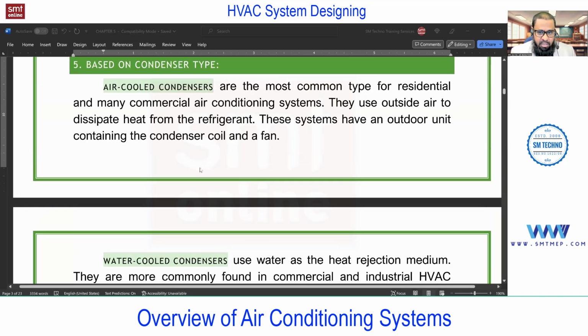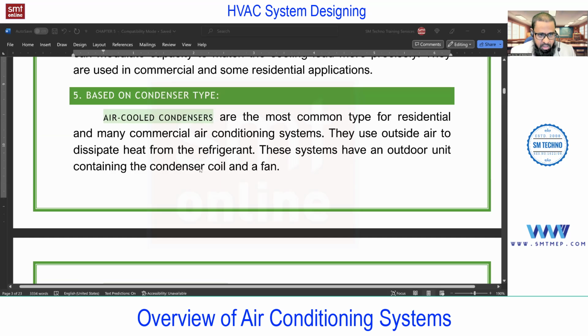Okay, we'll discuss in detail, but at this level, just simply remember, if the condenser is cooled by air, that system we can call an air cooled system. If the condenser is cooled by water, we can call that system a water cooled system. And this system you can find in chiller as well as in package. In package also you'll find air cooled as well as water cooled. In Gulf mostly you'll find air cooled package, but in India you'll have water cooled package also from Blue Star.